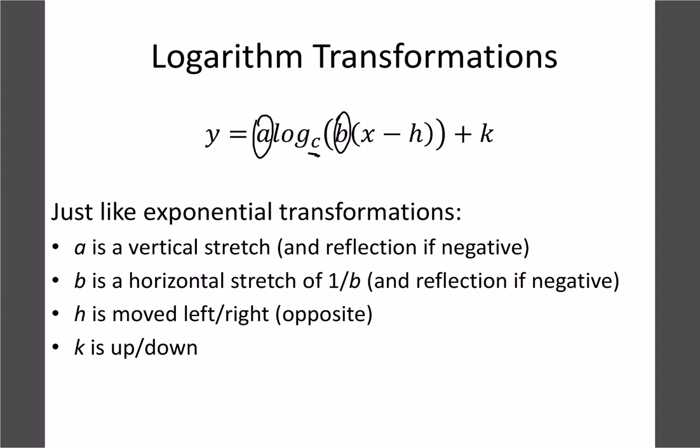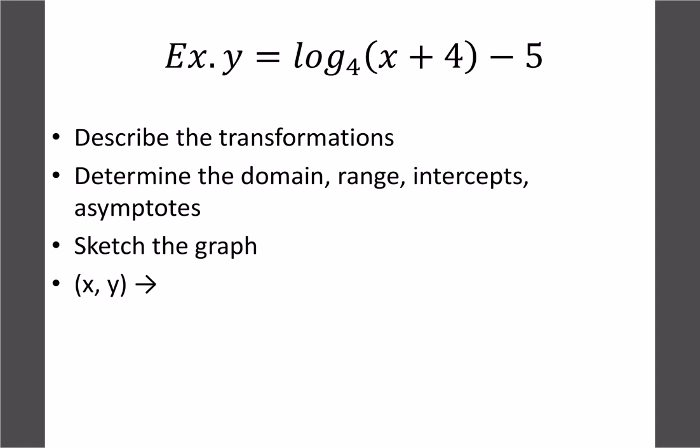Our b value is our horizontal stretch, and reflection if it's negative again. But remember, we also have to do 1 over b, just like we do for every other graph. Our h, being with the x, is our left-right, and it's opposite of whatever the sign is. And our last one, the k, is our up or down. So let's go through this one.